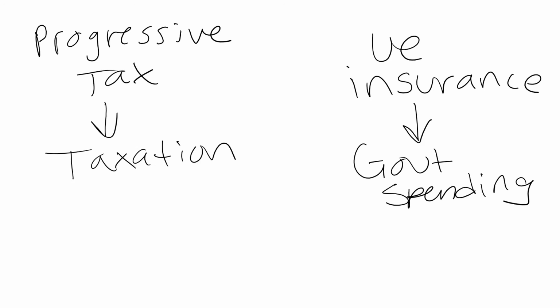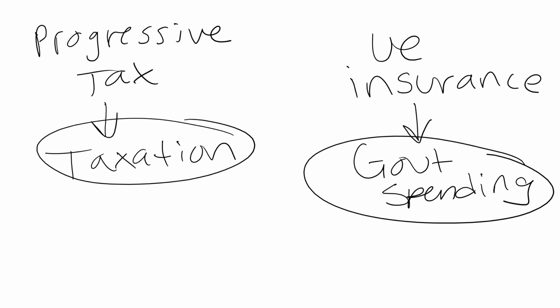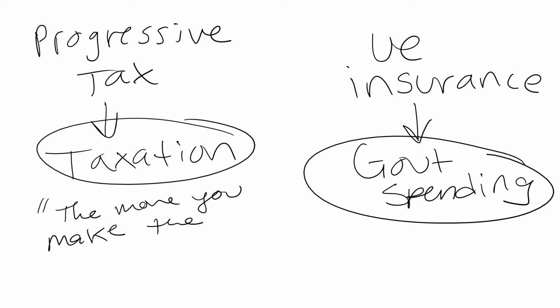Both of these represent what are called automatic fiscal policies. Remember, fiscal policy is changing taxes or government spending to influence the economy. And I think I told you guys before that there are some taxation schemes like a progressive tax that automatically change based on income. And there are some kinds of government spending programs that automatically change based on economic conditions. So with the progressive income tax, the easy way to remember this is the more you make, the more they take.